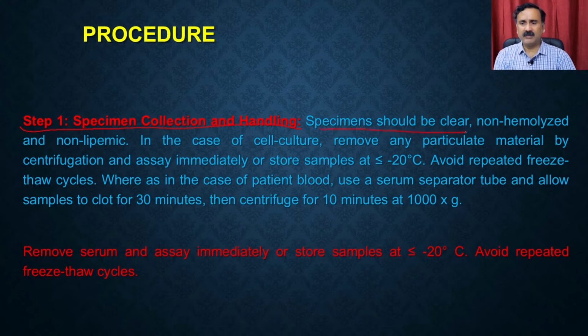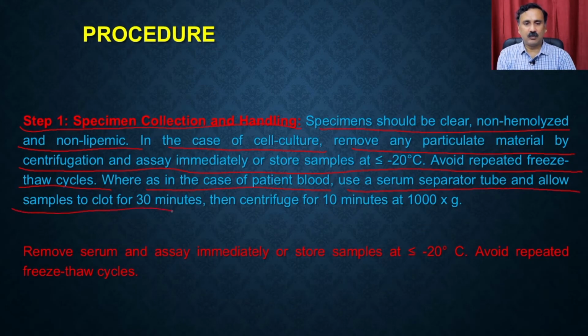A specimen should be clear, non-hemolyzed and non-lipidemic. In the case of cell culture, remove any particulate material by centrifugation and assay immediately or store at -20. Avoid repeated freeze-thaw cycles. In the case of patient blood, use serum separating tubes and allow the sample to clot for 30 minutes, then centrifuge for 10 minutes at 1000 g. You can remove the serum and assay immediately or store at -20. Avoid repeated freeze-thaw cycles.